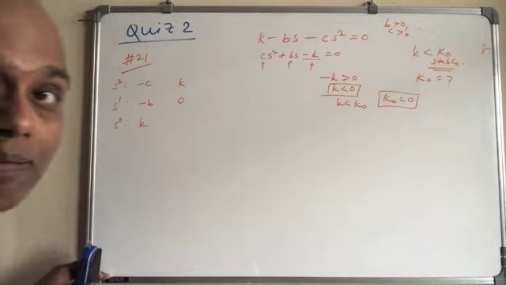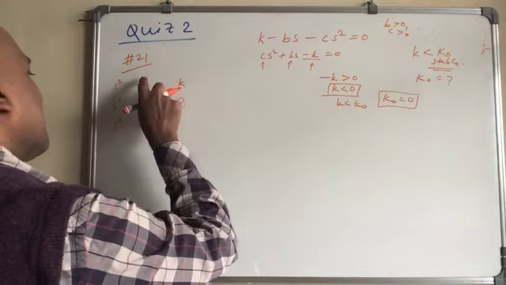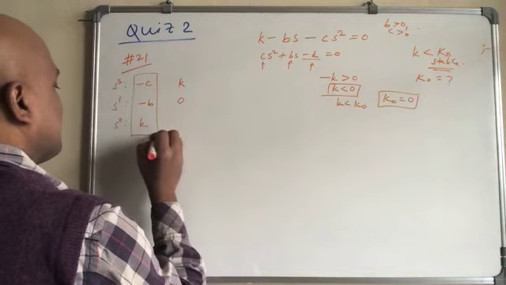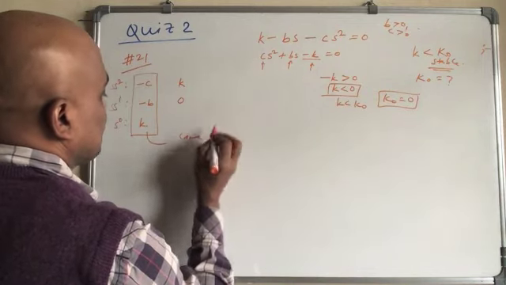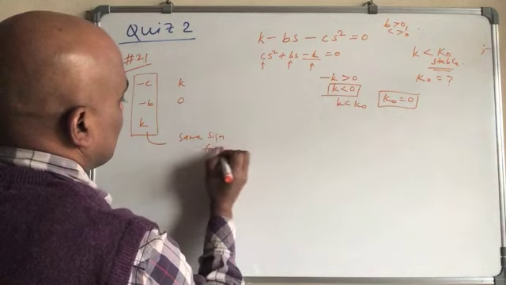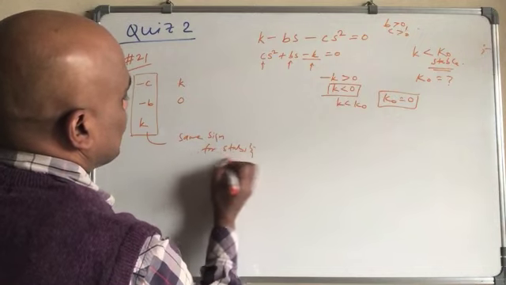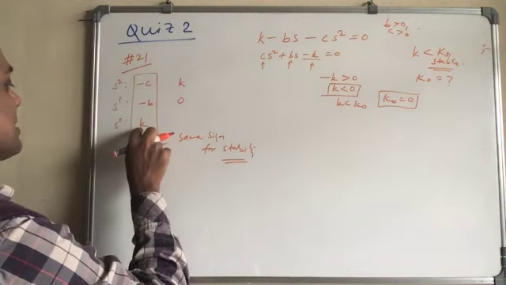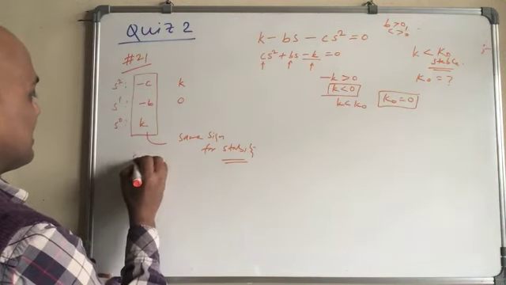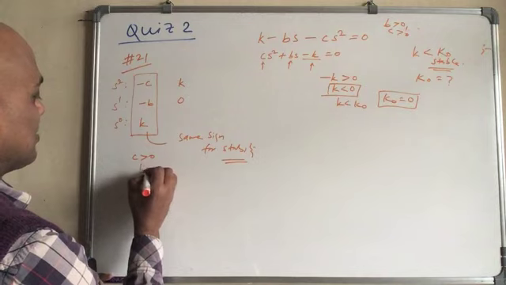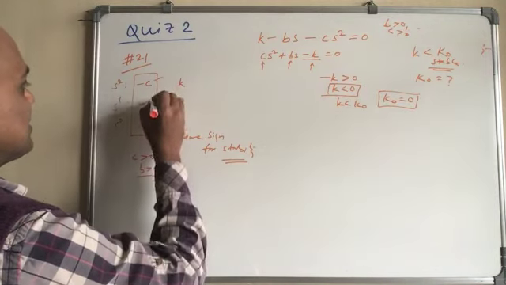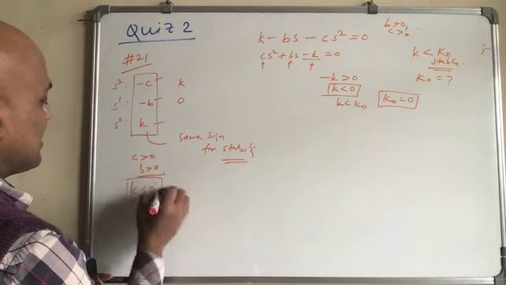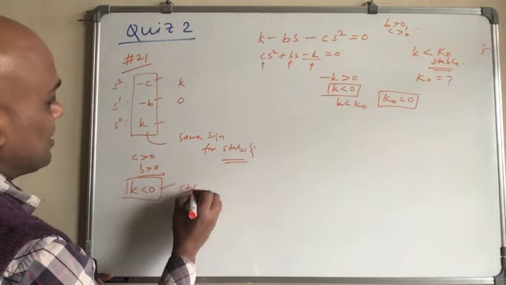Now for stability, all of them should be of the same sign, so no sign change. So if this is negative, this is negative, this K also has to be negative. Since C is greater than 0, B greater than 0, and this is negative, this is negative, so K has to be negative also. K has to be less than 0, then it will be stable.